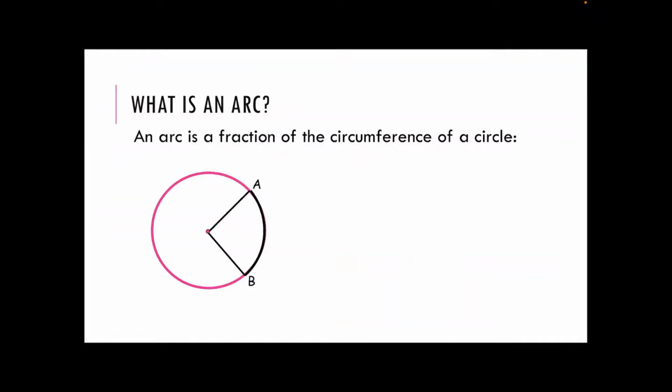So what is an arc? An arc is a fraction of the circumference of a circle. So here you can see we've got a pink circle and I want to look at the black sector, which is A to B, and the arc is that curved bit going from A round to B here, like so. We call the black section the minor arc, and the pink section would then be our major arc. So minor means small and major means big.